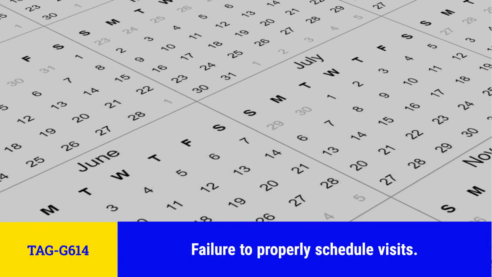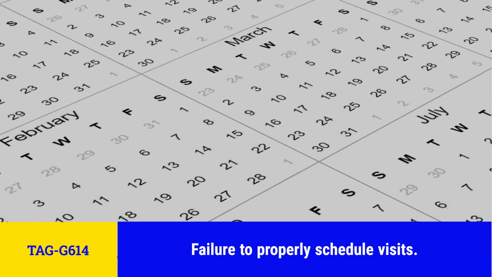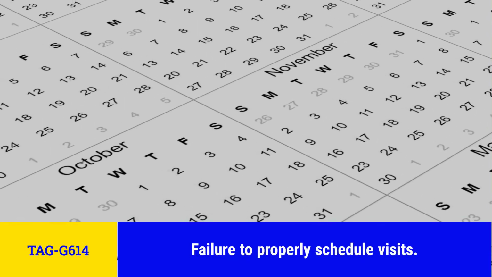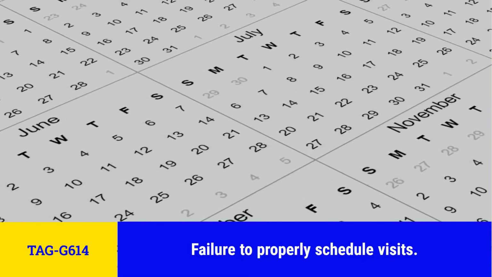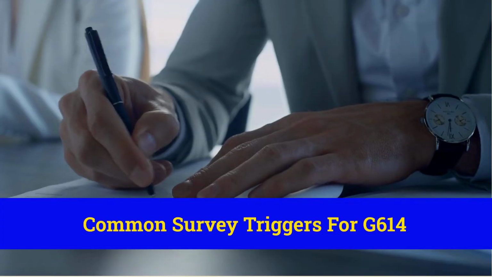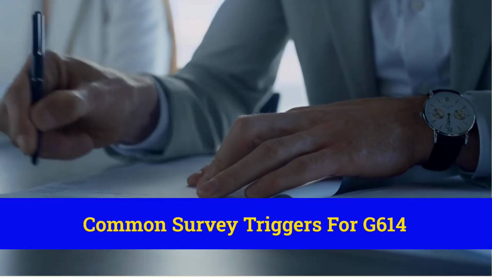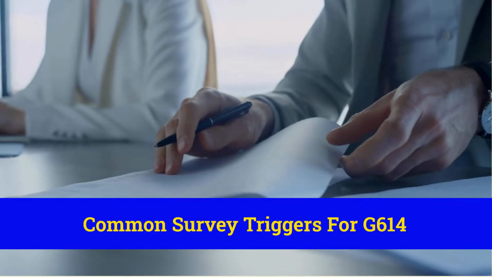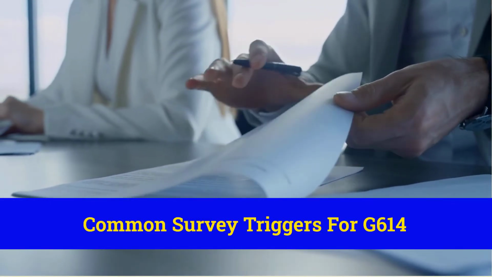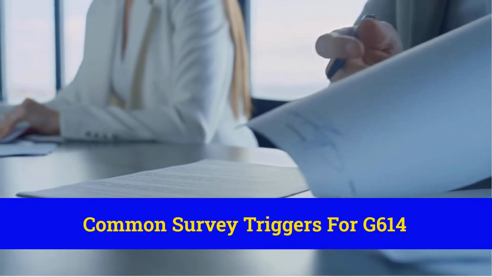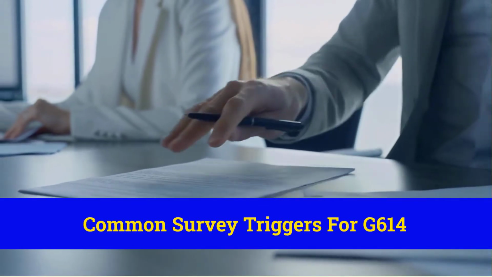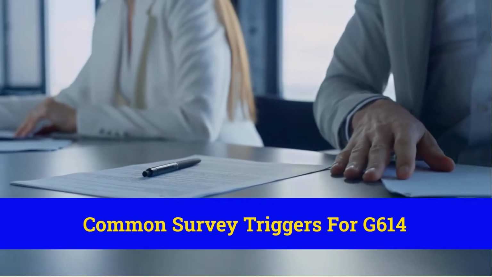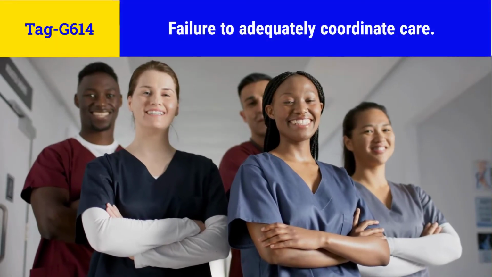Visit schedule, tag G614. The agency failed with the visit schedule, including frequency of visits by home health agency personnel and personnel acting on behalf of the home health agency. Common survey triggers related to tag G614: services provided without orders or beyond ordered frequency, no documentation for missed visits or refusal, home health aide providing visits not coordinated with the skilled services, gaps in visit frequency without clinical justification or MD involvement.